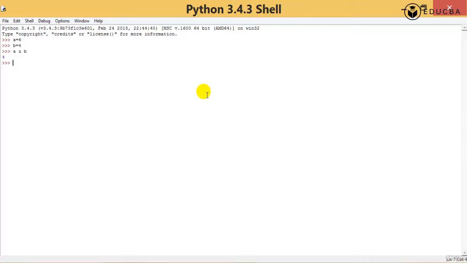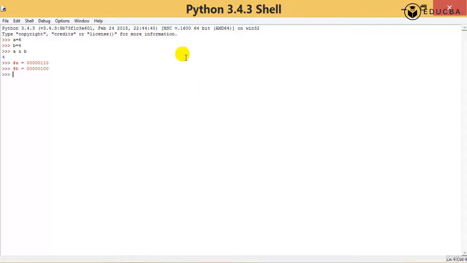What happens now? Just to tell you all, what is the binary of a? Binary of a can be written as 6, right? 0000, it's an 8-bit binary, and after that it can be written as 0110. So this is your a, and this is your b, 0000 0100.